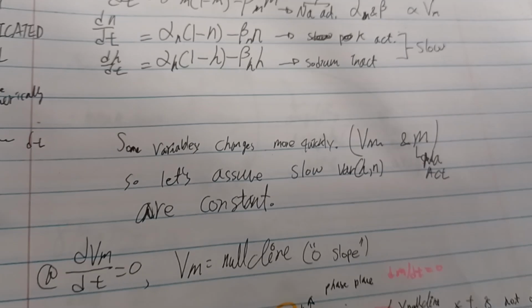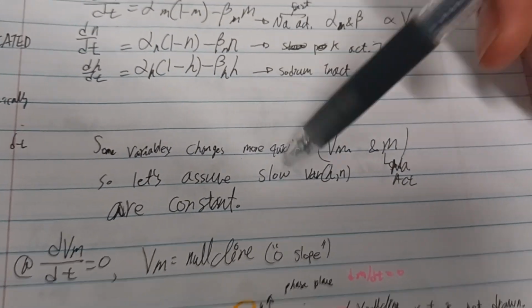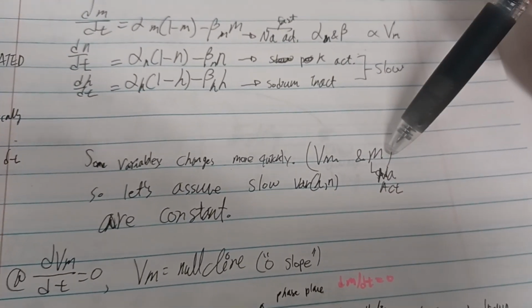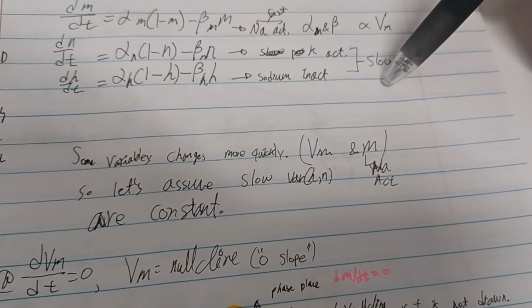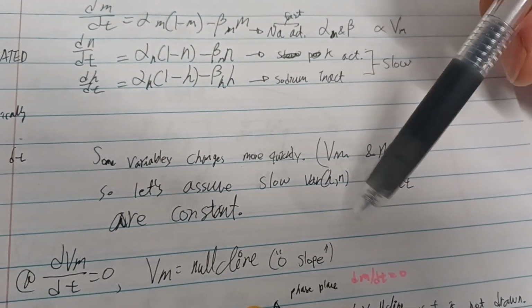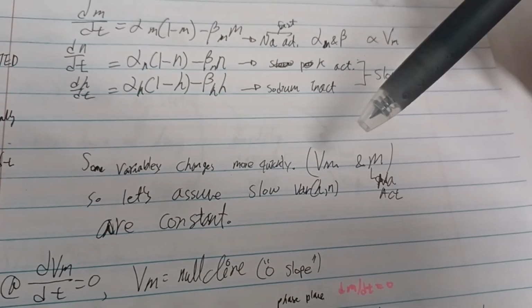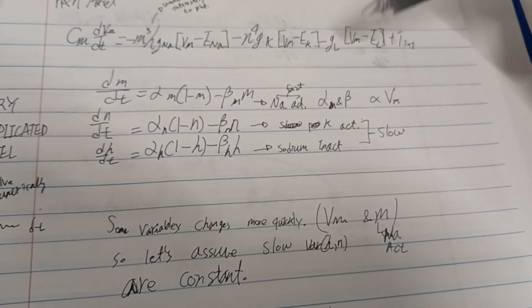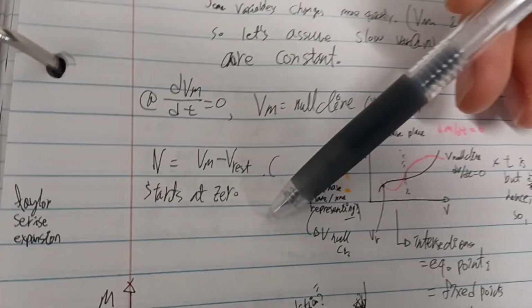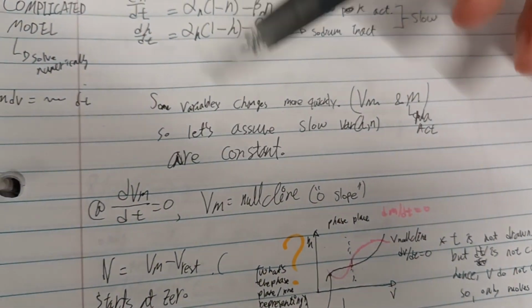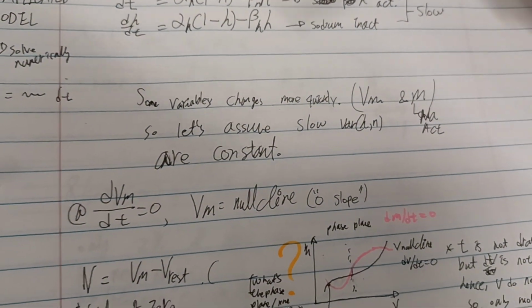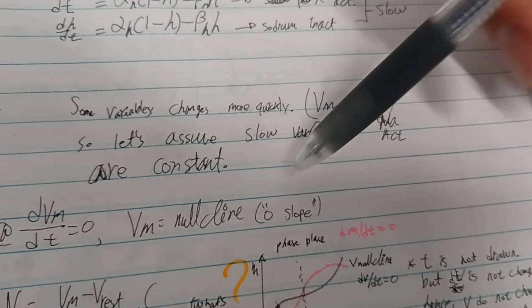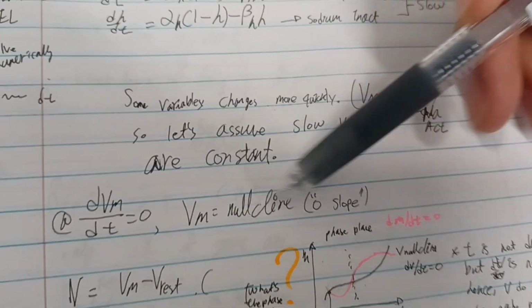And the problem, or how we can simplify it, is that some variables are changing more quickly than the others, such as Vm, the membrane voltage, and M, which is sodium activation. And so we're assuming that the slow variables are constant, and these are H and N, which are the sodium inactivation and potassium activation. So dVm over dt is equal to 0. Obviously, Vm is not changing, so it's a nullcline, which means a zero slope.